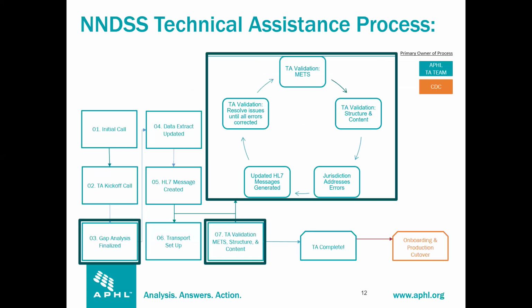This is our TA process. Not going to go into detail on it. I've just highlighted a few of the steps where terminologists are really involved. We're kind of involved in all the steps, but I'd say we really own the gap analysis review and making sure that's finalized, and then the validation of HL7 messages, which is a really iterative process.